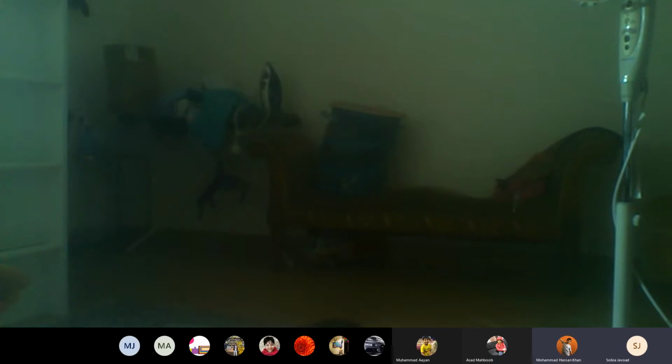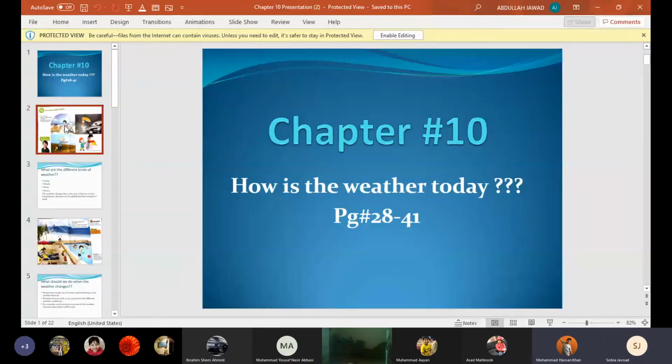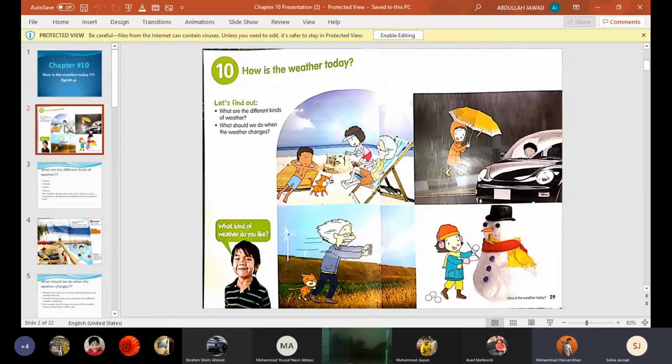Okay, how is the weather today? We have learned that lesson, and today we'll revise and we'll do one review sheet of this lesson, inshallah. Okay, what are the different kinds of weather and what should we do when the weather changes?